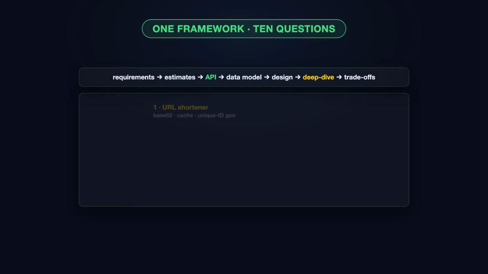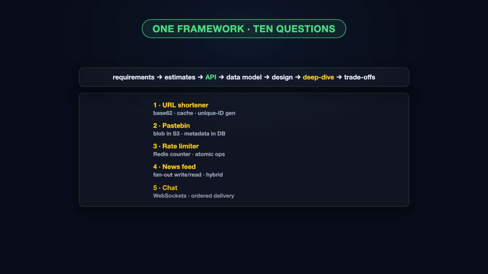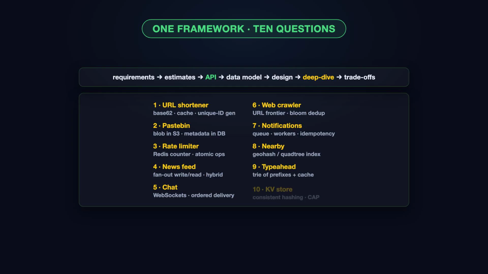So there is the whole toolkit: 1 framework, 10 questions. The framework, again: requirements, estimates, API, data model, high-level design, deep dive on the bottleneck, then trade-offs. And the 10, 1 line each. URL shortener, base 62 codes, cache the reads, generate IDs without collisions. Pastebin, blob and object storage, metadata in the database.